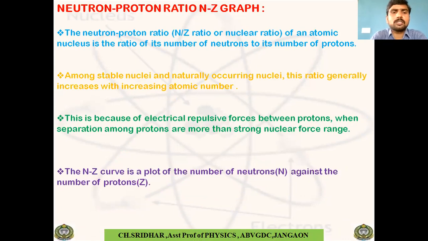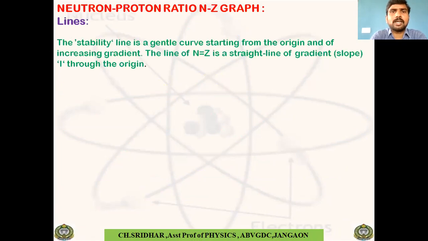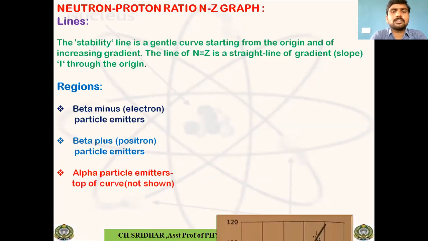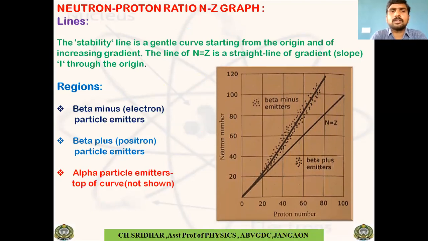So the neutron proton curve, the N-Z curve, is a plot of the number of neutrons against the number of protons. So this is the neutron proton graph, the N-Z graph. These are the different regions, and this is how the graph looks. In this graph, there are lines. The stability line is a gentle curve starting from the origin and of increasing gradient. The line of N equals Z is a straight line of gradient, slope equal to 1, through the region.